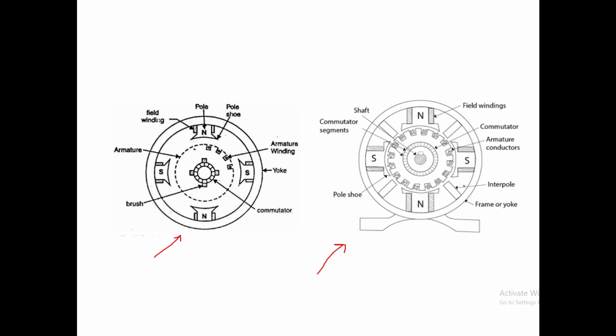Okay, these are the interpoles. Interpoles are helpful for commutation purpose, to improve the commutation, correct? Interpoles are nothing but the small poles which are placed between two poles. Okay, the main polesக்கு நடுவுல இருந்துதான் அது interpole அப்படின்னு சொல்லுவோம், correct? So we can draw any one of the diagrams.